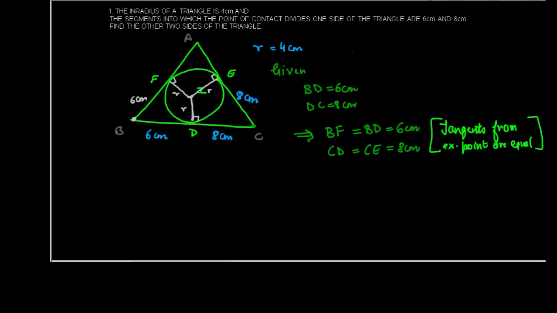Now, can I also say that AF and AE will be equal? Again, tangents from external point A to the circle. So AF equals AE. Now we are not aware of their lengths, so let us assume that they are some x centimeters, right? So we have done all that we could with this given data.